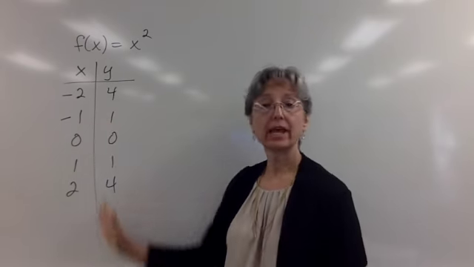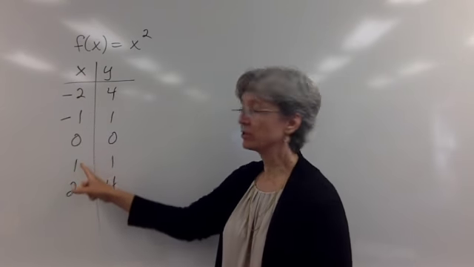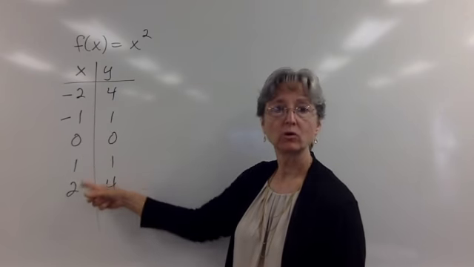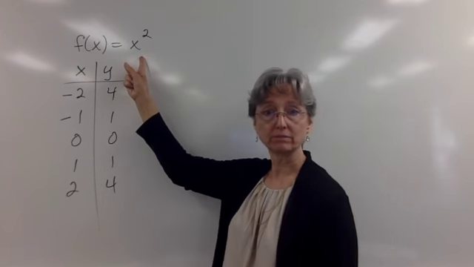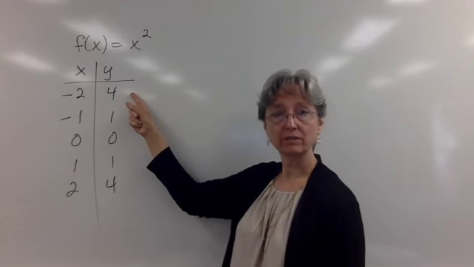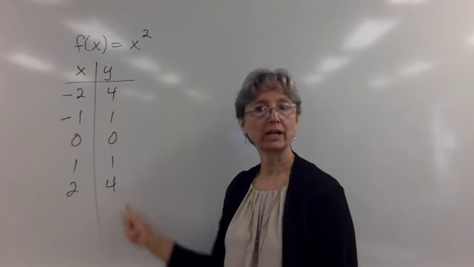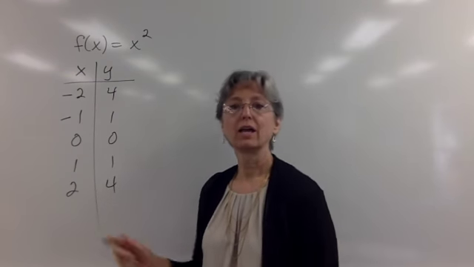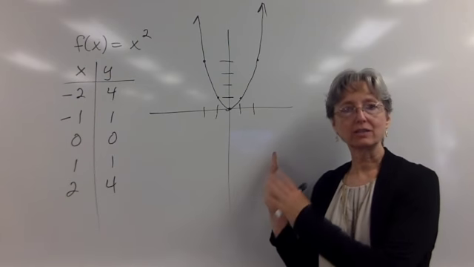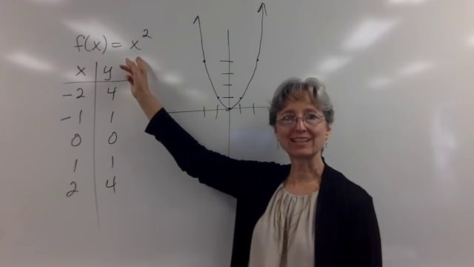And I built a table based on this equation. I picked some inputs for x, just around 0: -2, -1, 0, 1, and 2. And then I squared them. And because it's a negative, -2 times -2 became +4, right? So here is what came out. These were my outputs, or my range, my y's. Now what I want to do is graph them. Here is my basic graph of my parent function, f of x equals x squared.